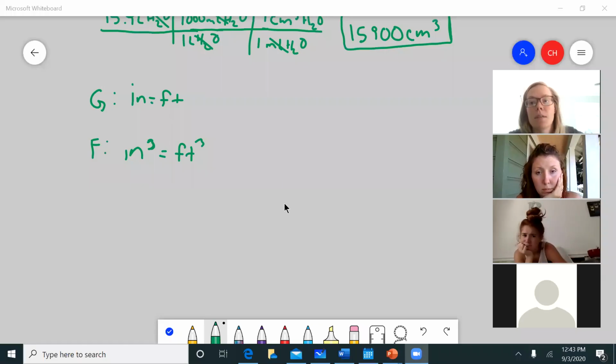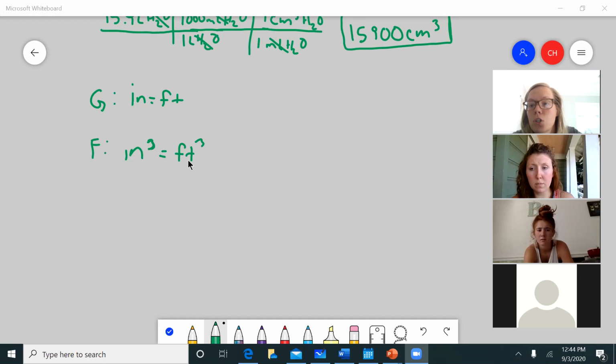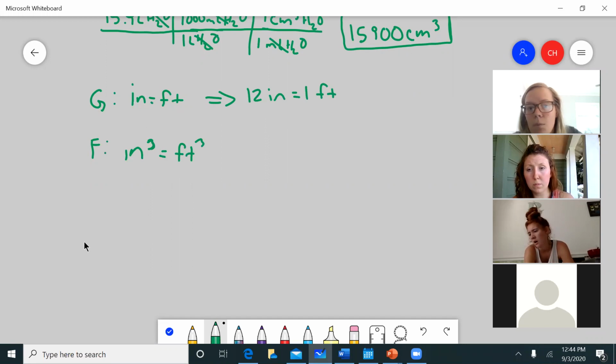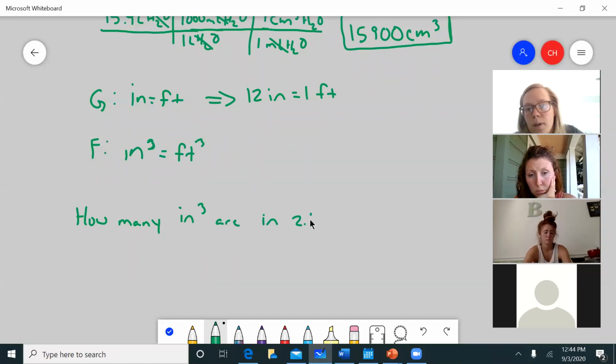So we're looking at this here. We know the relationship between inches and feet, and I want to figure out the relationship between inches cubed and feet cubed. We know that we get 12 inches for every 1 foot. But let's say the problem is: how many inches cubed are in 2.4 feet cubed? So we're dealing with a volume relationship.